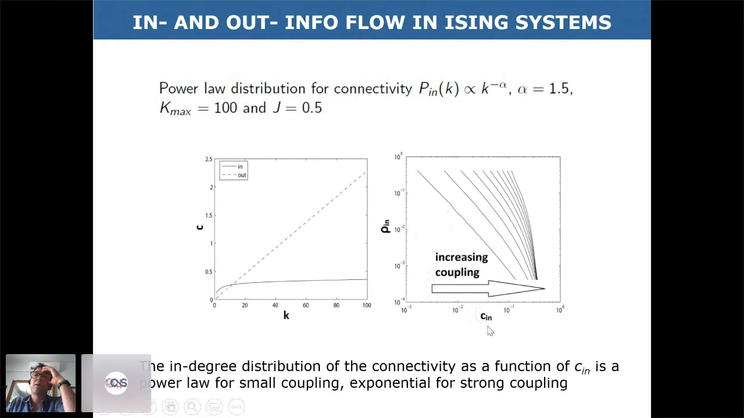More interestingly, here we have, in log scale, the in-degree distribution of the connectivity as a function of incoming connectivity. We see that we have a power law for small coupling and a more exponential distribution for strong coupling. So we have a distribution of the incoming connectivity, which also depends on how much connectivity each node receives.